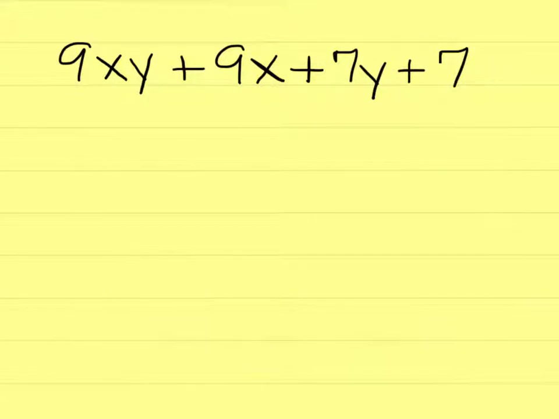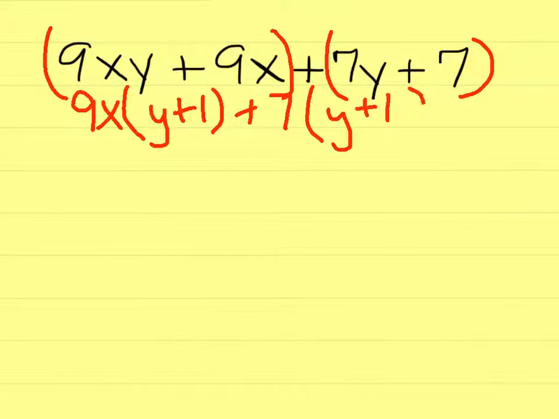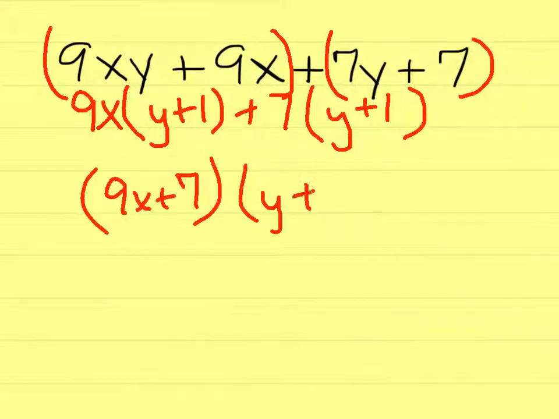We have 9xy plus 9x plus 7y plus 7. The first quantity is 9xy plus 9x. What can I take out? 9x. What am I left with? Y plus 1. We have a plus. 7y plus 7. What can I do? Take out 7. What am I left with? Y plus 1. So my two quantities are 9x plus 7, and y plus 1. Very good.